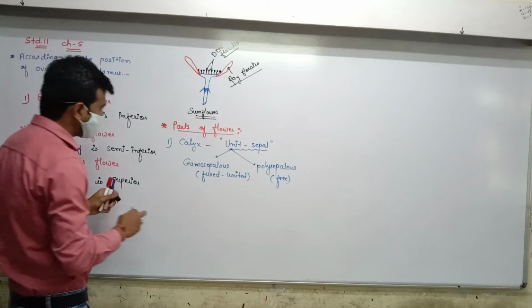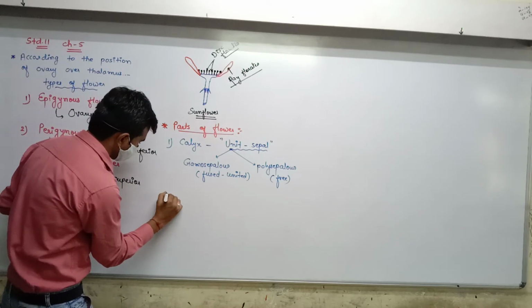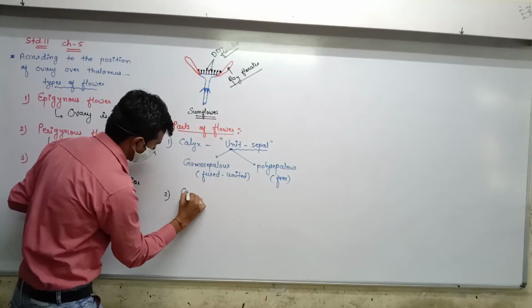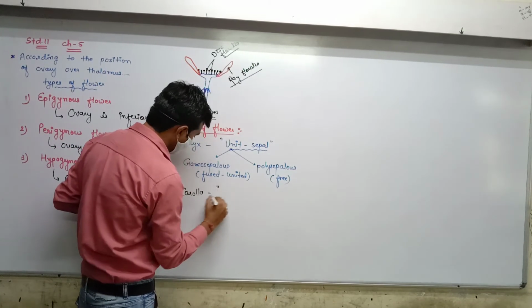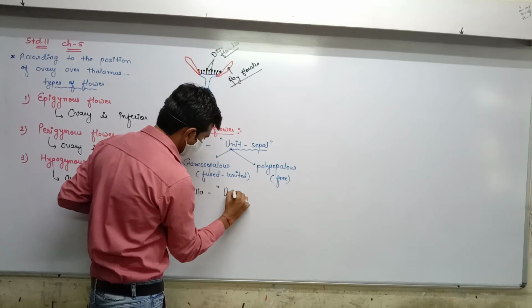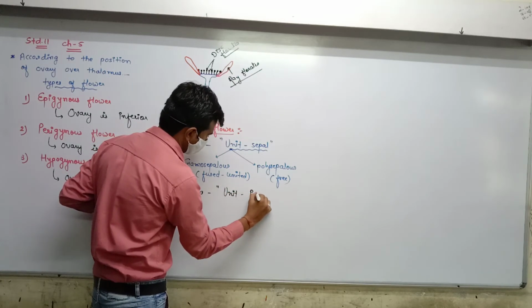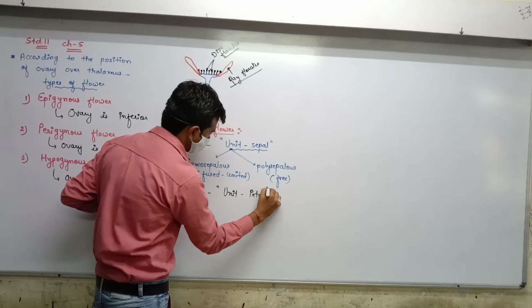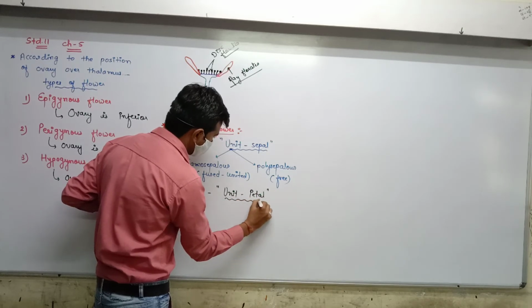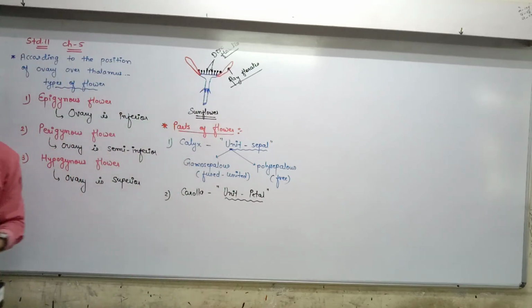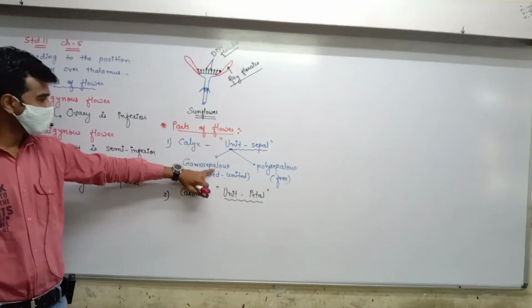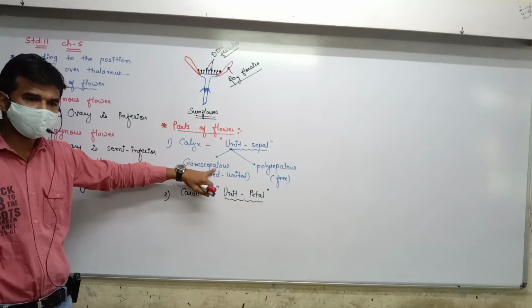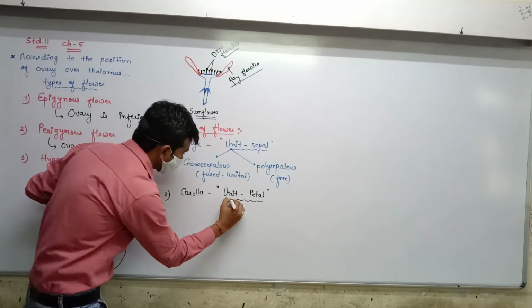Second is corolla. The unit is known as petal. So here, in the same way, two points are there. Instead of sepalous, we can write petalous.